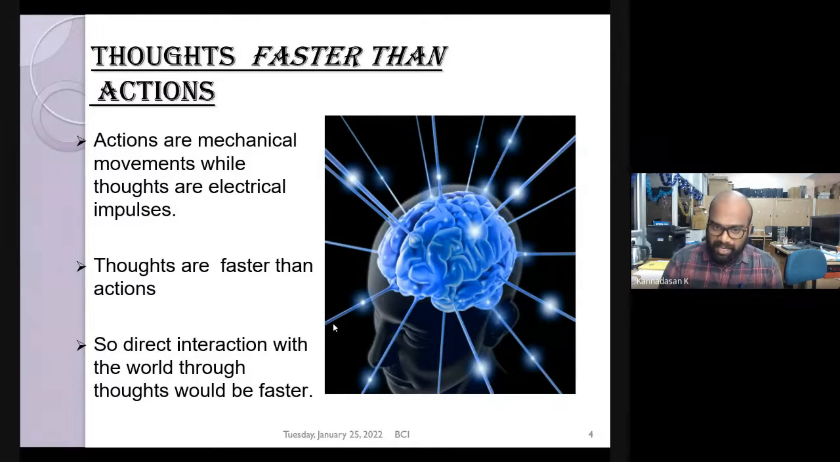Thoughts are faster than actions. So many thoughts will be going on inside our brain at the same time, so direct interaction with the world through thoughts would be faster. What if what I think my computer can understand? That would be the easiest thing, a great thing to do. That is the major motivation behind this brain-computer interface.